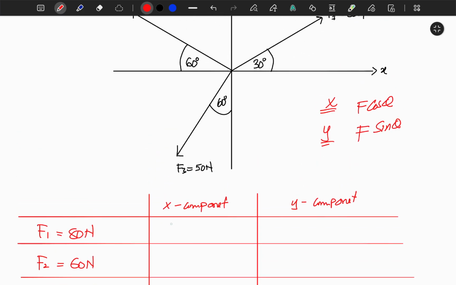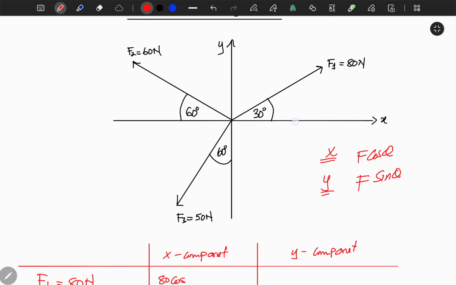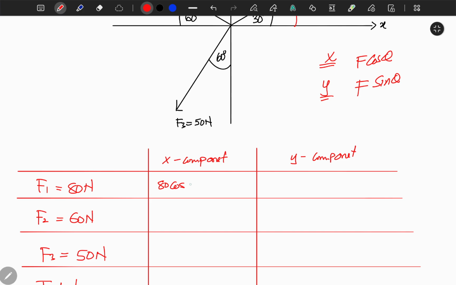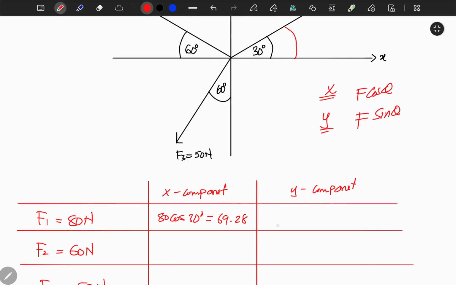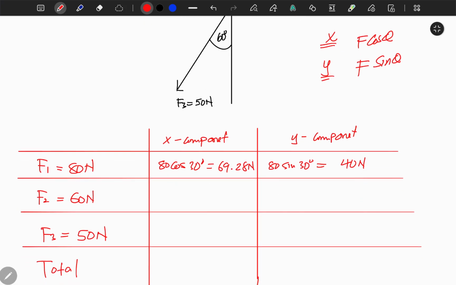All right, so this is x. So here we'll say 80. We are starting with the first one. Since this one is already attached to the positive x-axis, it's fine. Take the 30 the way it is. So 80 cos 30, and I'm getting 69.28 newtons. Then for the y component, we'll do the same: 80 sin 30 degrees. Sin 30 is 0.5, so this will be 40 newtons. So we're done with the first one.